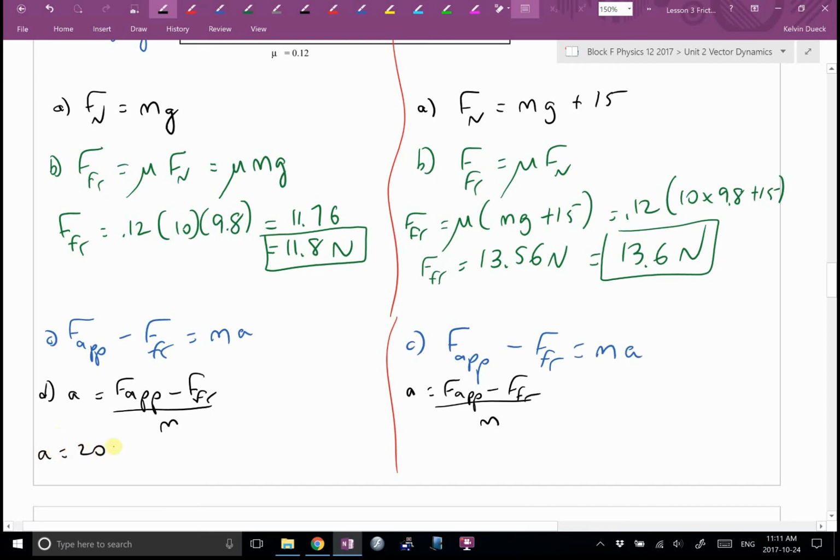So it was 20 minus 11.76 divided by 10. Oh, dividing by 10, I can do that. Anybody can do that. 20 take away 11 is 9. Take away 0.7 is 8.3. 8.24. 0.824? Double check me. Is it 0.824? Yeah? And it would be meters per second squared.